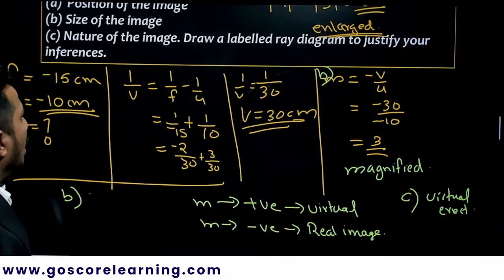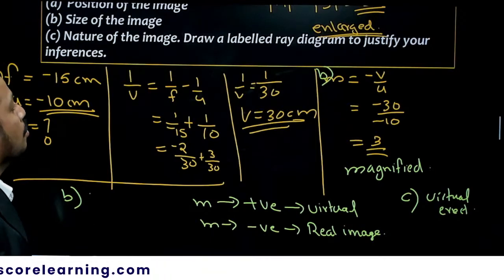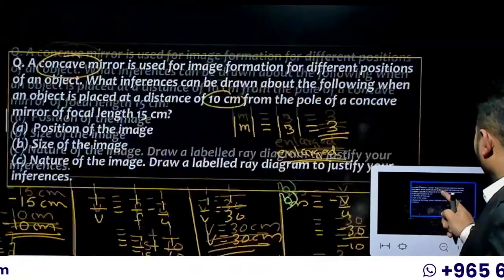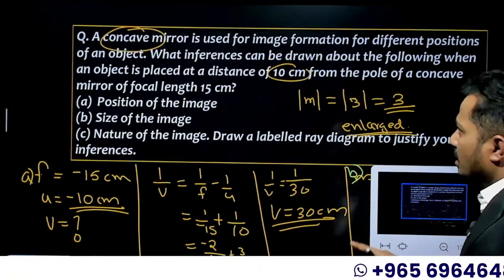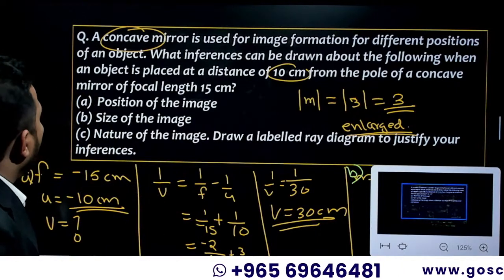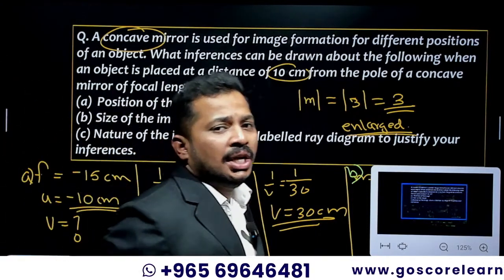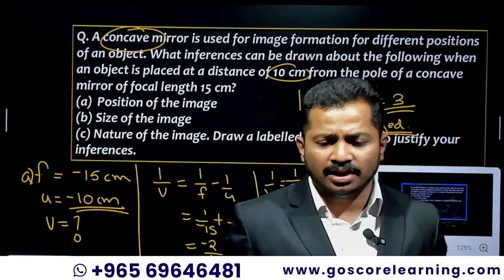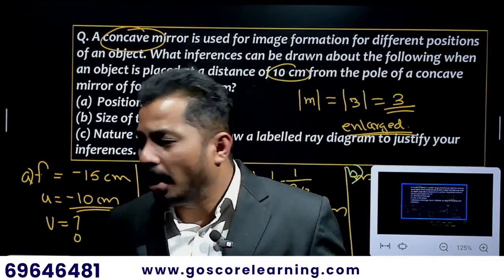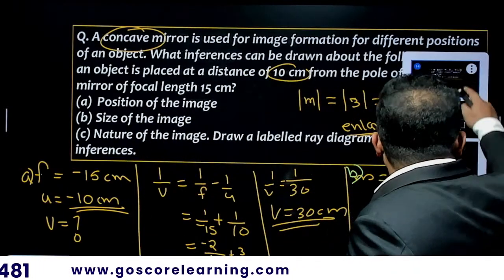Okay, easy, right? And one more: draw the labeled ray diagram to justify your answer. So how can you draw the labeled ray diagram? First of all, just understand what kind of mirror is given. Concave. So mark the focal length and radius of curvature. Every time I have seen some students drawing the ray diagram without having awareness about this. Okay, I will draw it on another page, that will be better.